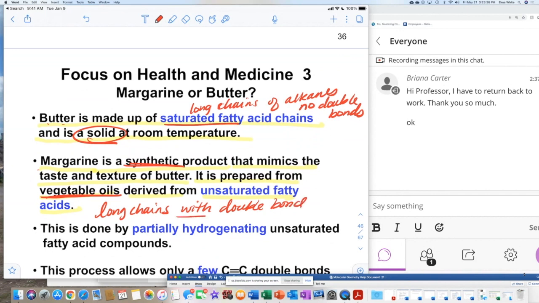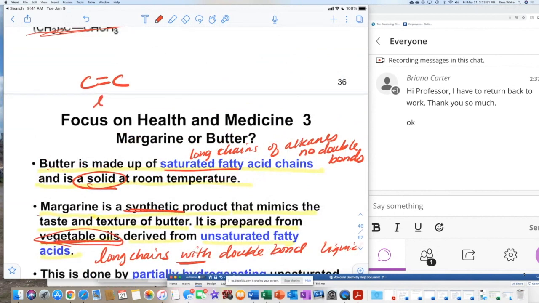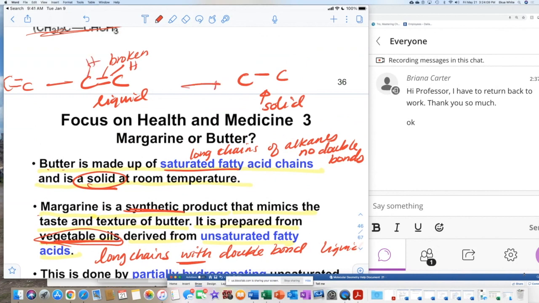So if the long chains with double bonds are liquid, how do they make the vegetable oil a solid? Guess what? They partially hydrogenate them. They pass hydrogen through the oil, and what this does, it breaks the double bond, that's liquid, and makes single bonds. And this is a solid. Remember, there are many double bonds. So it breaks the double bonds. These are broken as the hydrogens attach to make it a single bond. So it goes from being a liquid to a solid.